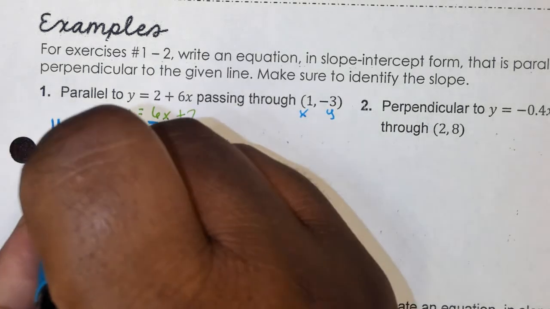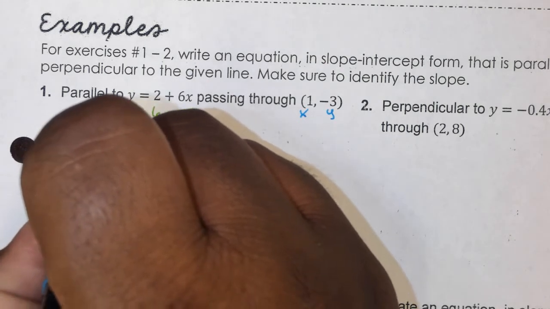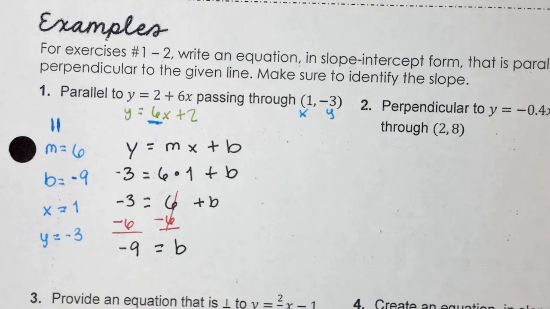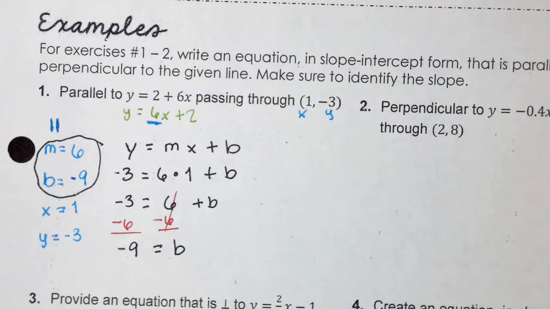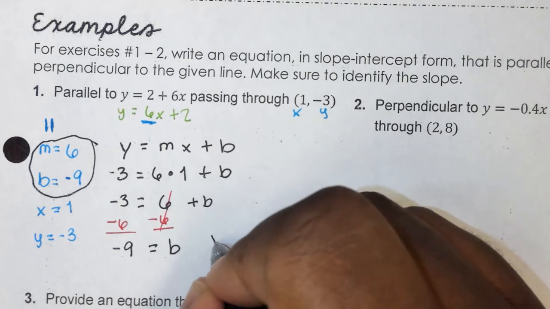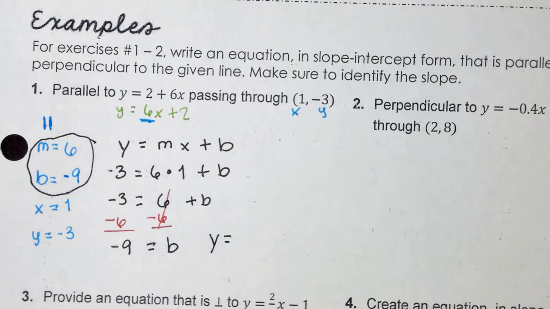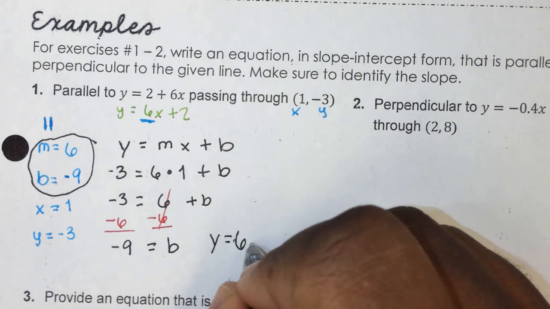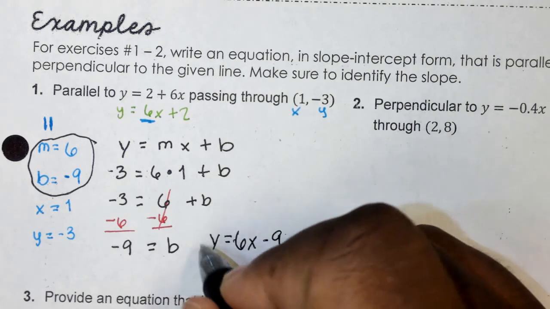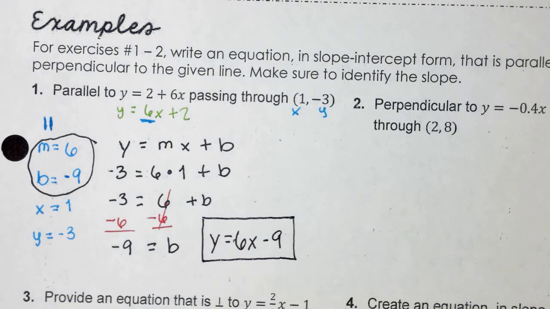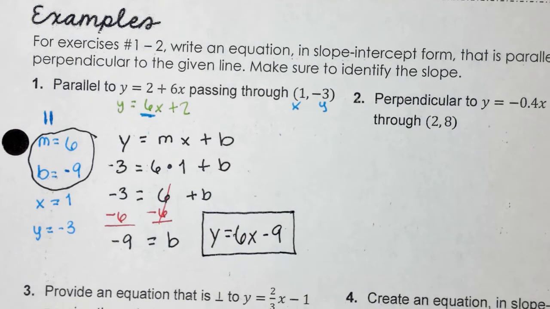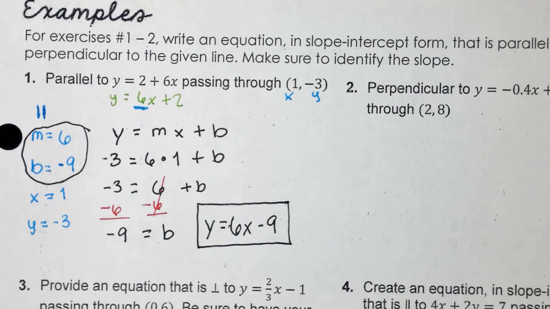B equals -9. Now that I know those two things, m and b, help me use these two things right here and write an equation for this line. Y equals 6x minus 9. This will be the equation of my parallel line to the line y equals 6x plus 2. This is what we're going to be asking y'all to do.